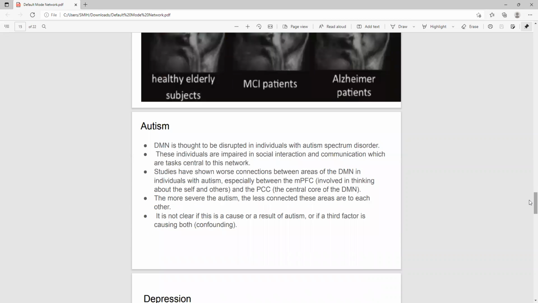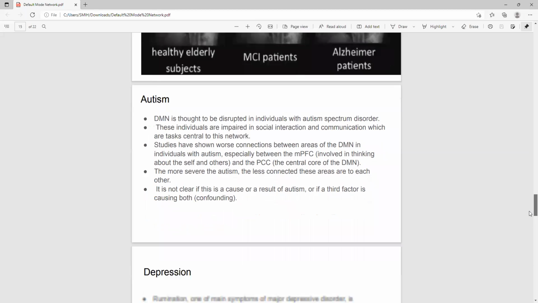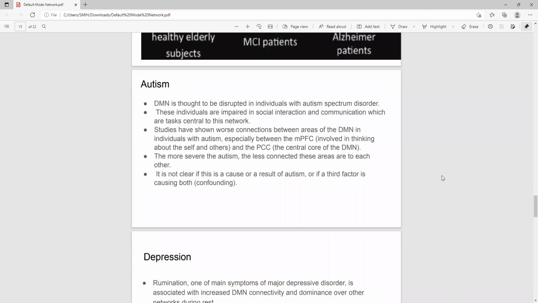Next is autism. The DMN is thought to be disrupted in individuals with autism spectrum disorder. These individuals are impaired in social interaction and communication, which are tasks central to this network. Studies have shown worse connections between areas of the DMN in individuals with autism, especially with the MPFC, which is involved in thinking about the self and others, and the PCC. The more severe the autism, the less connected these areas are to each other. It is not clear if this is a cause or a result of autism, or if a third factor is causing both.